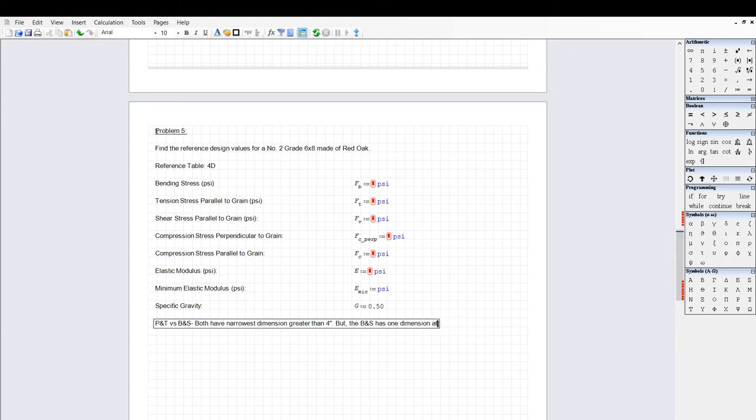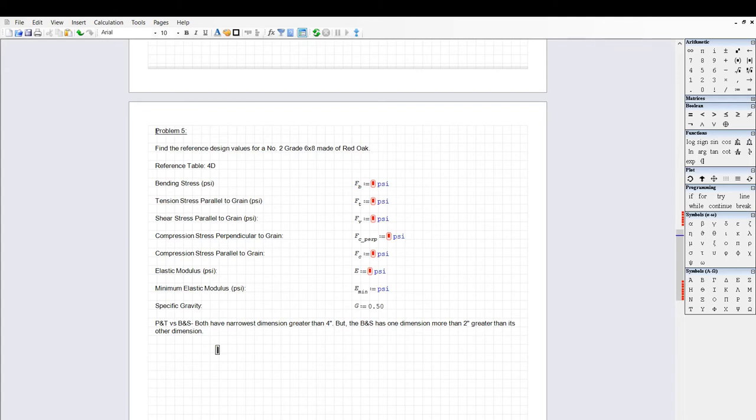Actually, I shouldn't say at least. The actual classification is more than 2 inches, or I should say, one dimension more than 2 inches greater than its other dimension. Not 2 inches more, just 2 inches greater. Maybe I can just illustrate this with some examples.